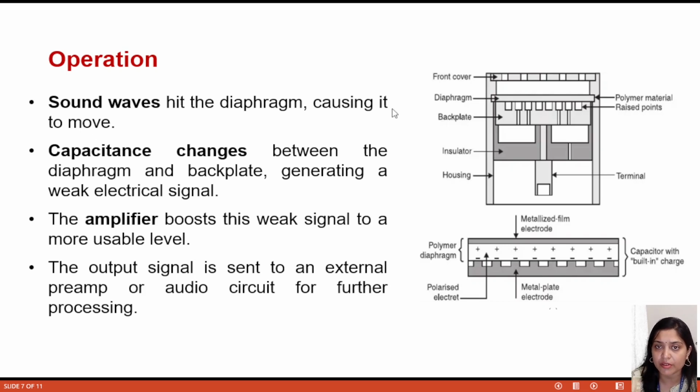The sound wave hits the diaphragm, causing it to move. Capacitance changes between the diaphragm and backplate, generating a weak electrical signal. There is an amplifier also attached, so the amplifier boosts this weak signal to a more usable level. The output signal is sent to an external preamplifier or audio circuit for further processing.